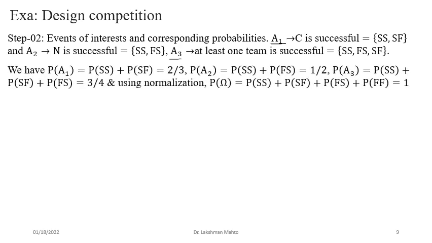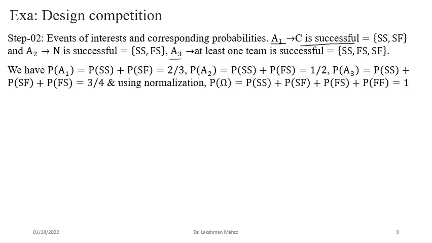Now we try to calculate the probability of each event from the given information. What is the probability of A1? A1 contains SS and SF. Do you see any common thing between SS and SF? C is successful in both. So the sum of their probabilities would be 2 by 3. The probability that A1 is successful is already given: it is 2 by 3.